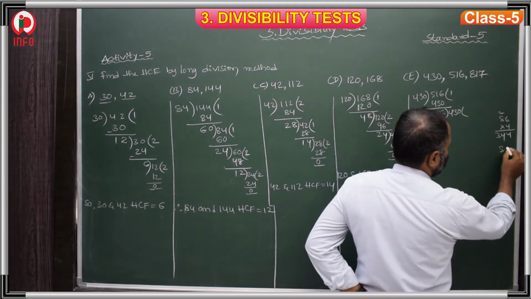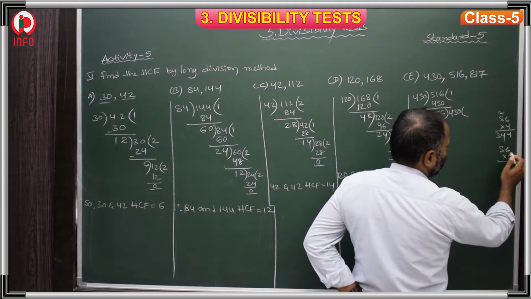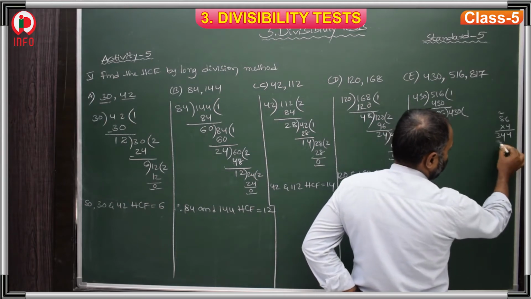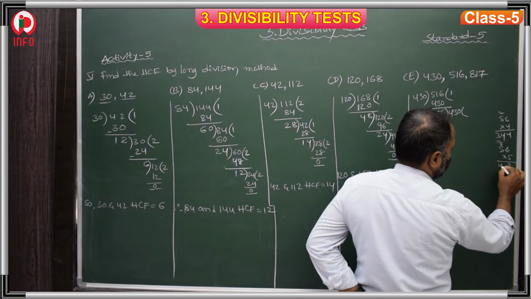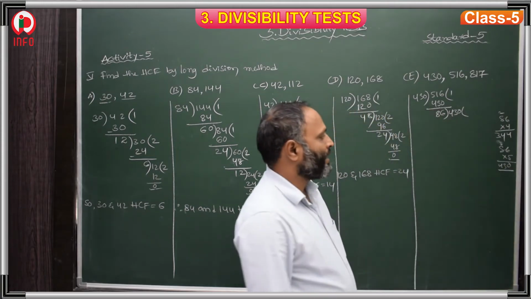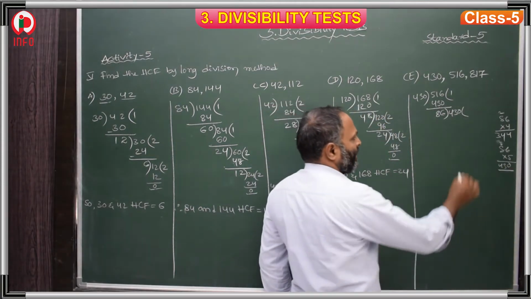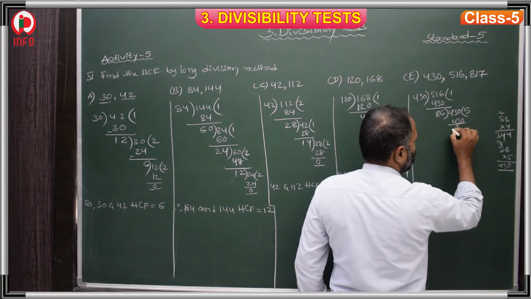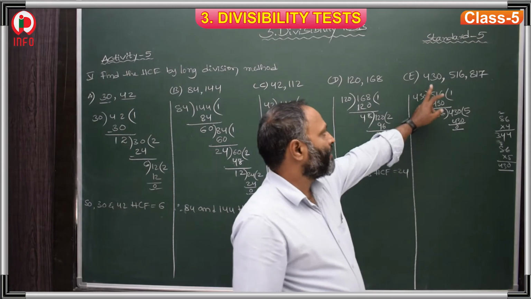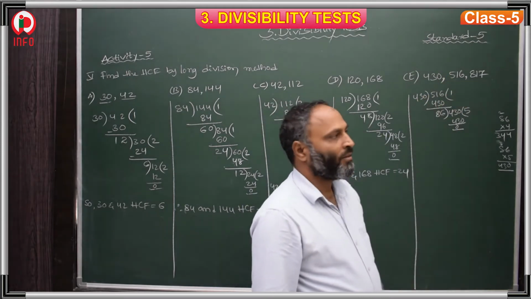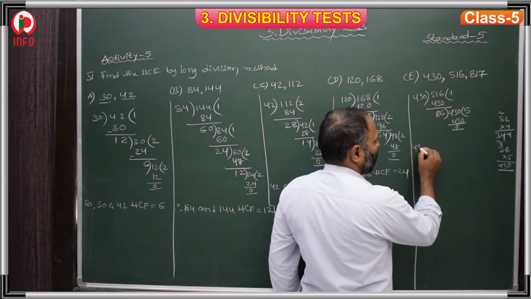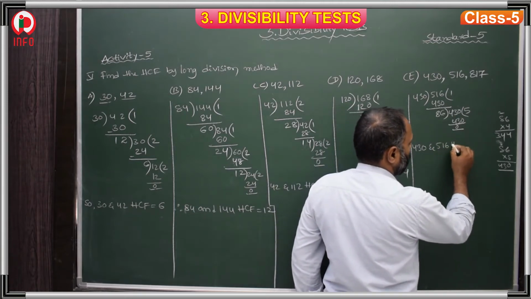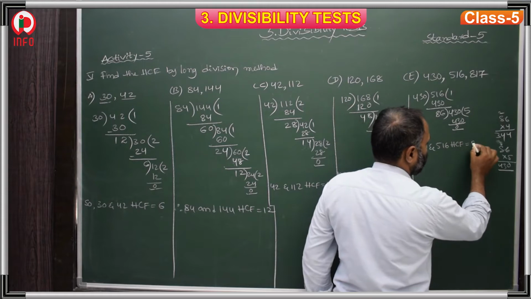Then 86 5s are 430. 5 6s are 30, 5 8s are 40, 40 plus 3 is 43, so 430. Then 86 is the HCF of these two. 430 and 516 HCF is 86.